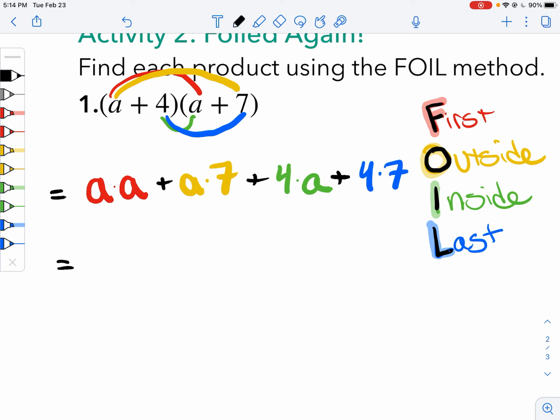A times A is also known as A squared. A times 7 is also known as 7A. 4 times A is 4A, and 4 times 7 is 28.